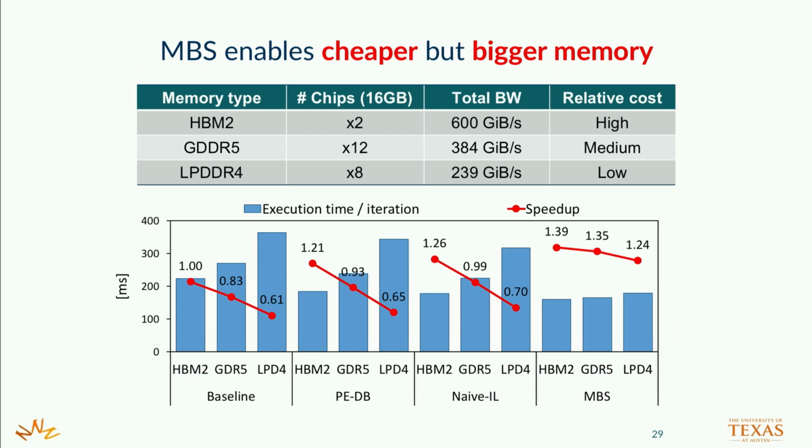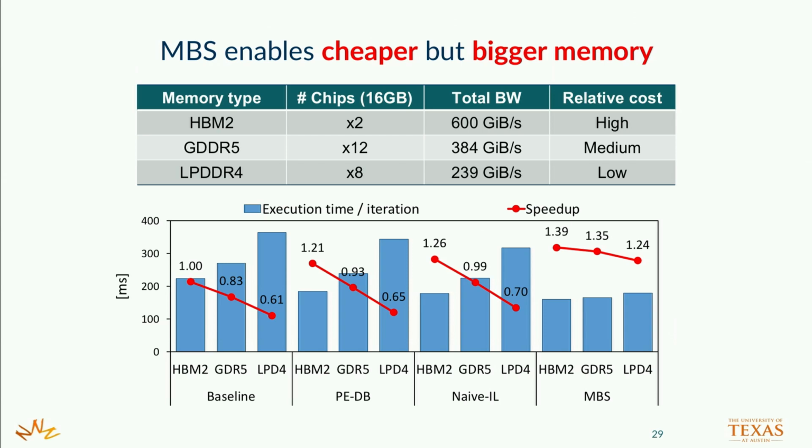So here, I use 3 different memory types, HBM2 and GDDR5 and LPDDR4. I just vary their number of chips to match their capacity. And the memory bandwidth of a GDDR5 and LPDDR4 compared to HBM is about 60% and 40% respectively. And their relative cost is like this.